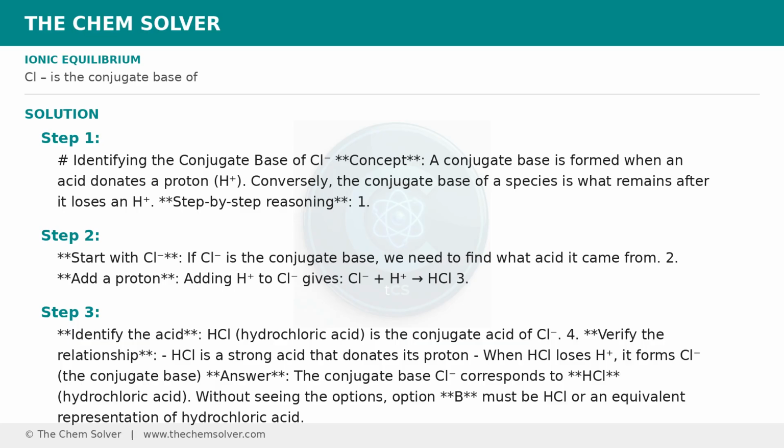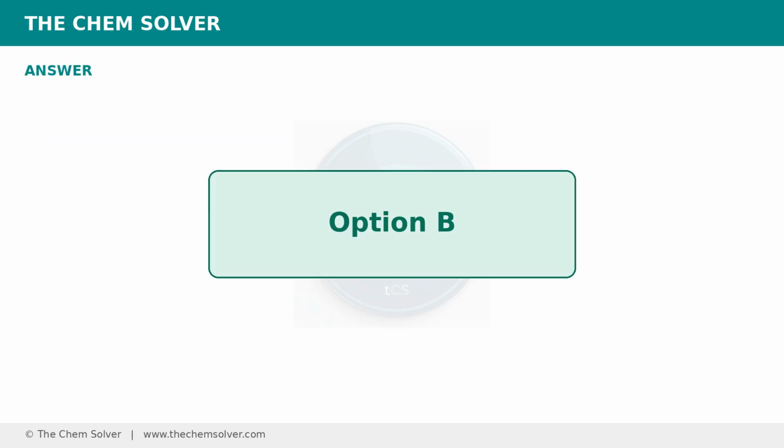Answer: the conjugate base Cl⁻ corresponds to HCl, hydrochloric acid. Without seeing the options, option B must be HCl or an equivalent representation of hydrochloric acid. The answer is B.